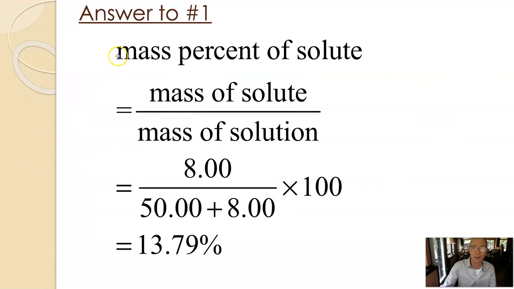Okay, so as we know, mass percent of the solute is just mass of the solute over mass of the solution, which equals 8 over 50 plus 8, which gives us 58 altogether. So our fraction is 8 over 58. We multiply it by 100, and it gives us 13.79%.